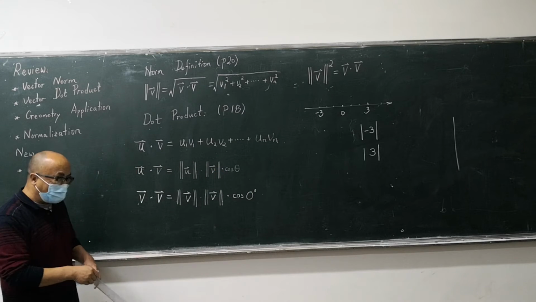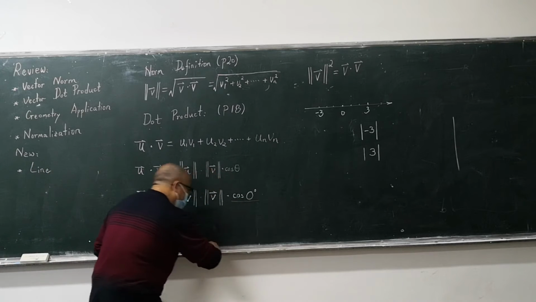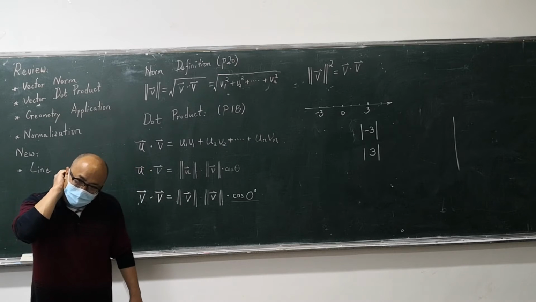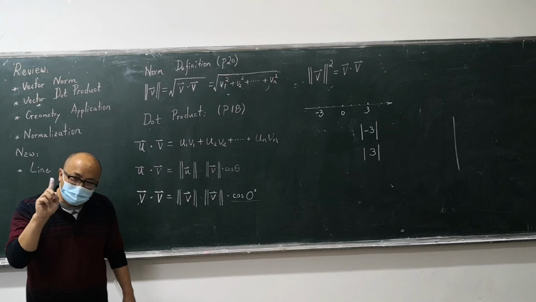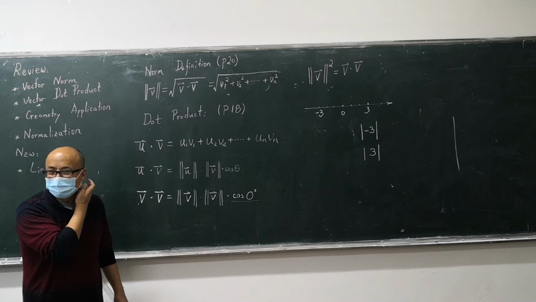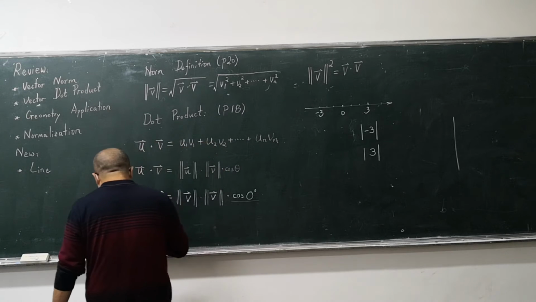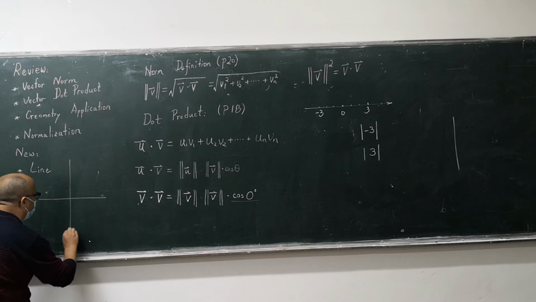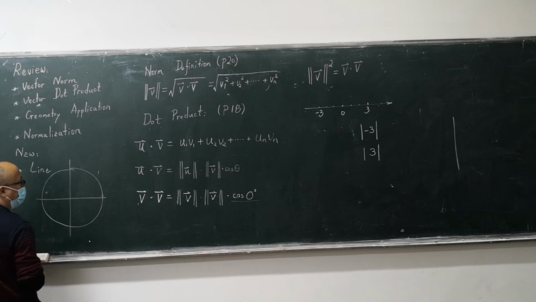And can you tell me, cosine 0 degree is what? It's not 0. Are you sure? 0 degree equals 1. What's the cosine 0? Unit circle. Unit circle. Okay.